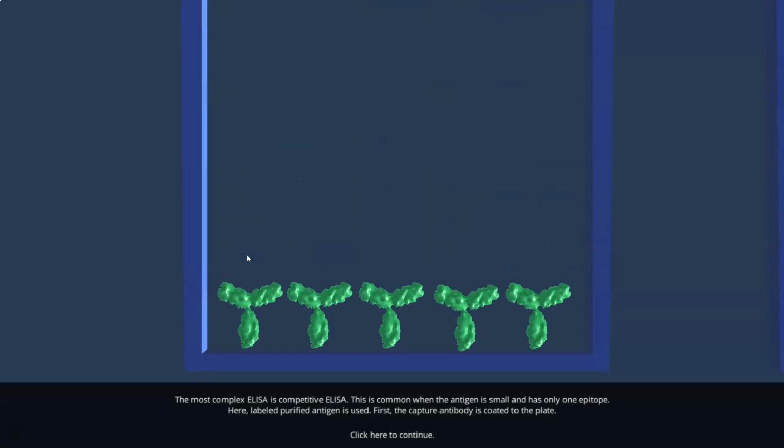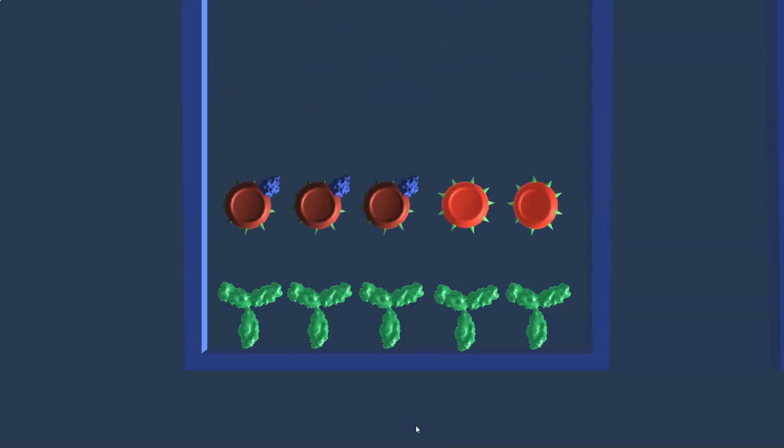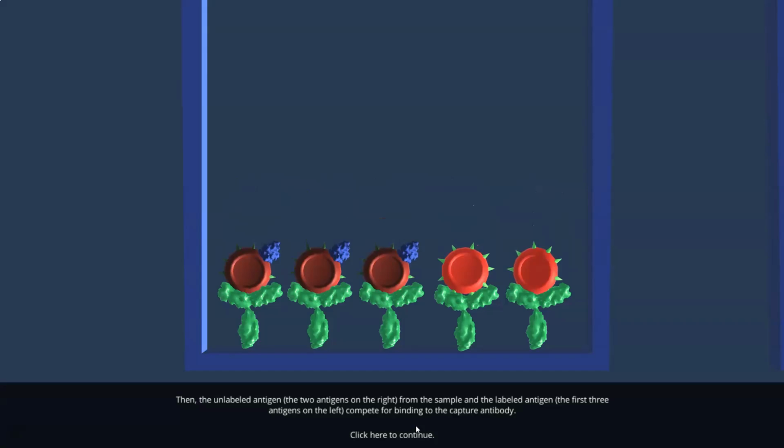The most complex ELISA is competitive ELISA. This is common when the antigen is small and has only one epitope. Here, labeled purified antigen is used. First, the capture antibody is coated to the plate. Then, the unlabeled antigen from the sample and the labeled antigen compete for binding to the capture antibody.